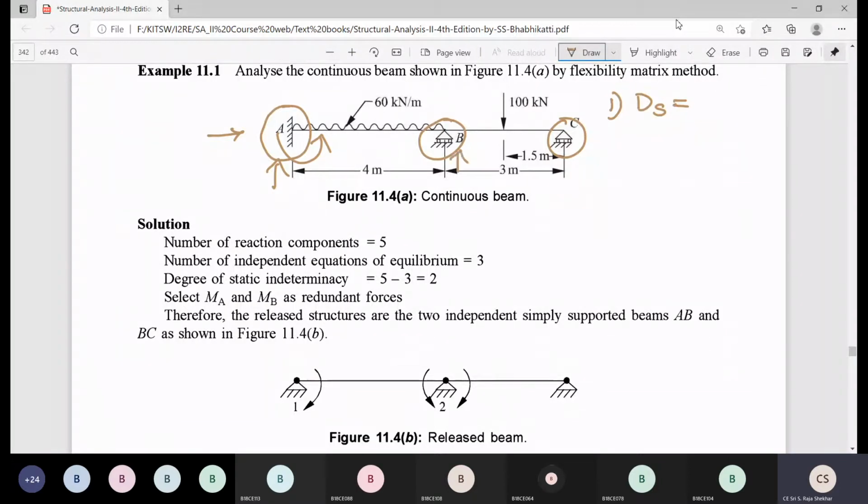At B, one vertical reaction. At C, one vertical reaction. For a roller support, one vertical reaction is the unknown. So the total number of unknowns is 5. Equilibrium equations we have 3: sigma Fx equal to 0, sigma Fy equal to 0, and summation of moments at any section equal to 0. So the degree of static indeterminacy of the given structure is 2.